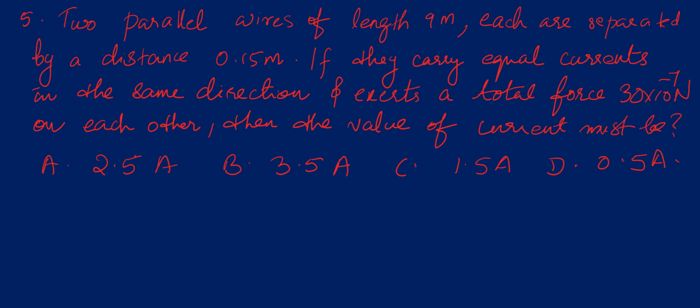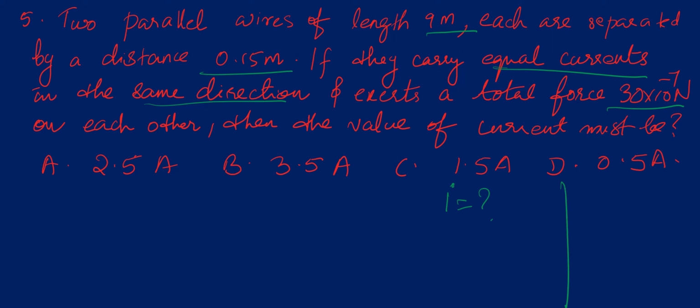Two parallel wires of length 9 meter each are separated by a distance 0.15 meter. If they carry equal currents in the same direction, and exert a total force of 30 into 10 raised to minus 7 Newton on each other, then the value of current must be. You should find out the value of current.